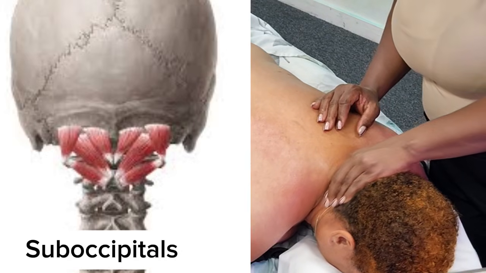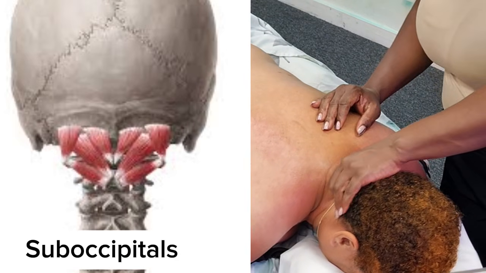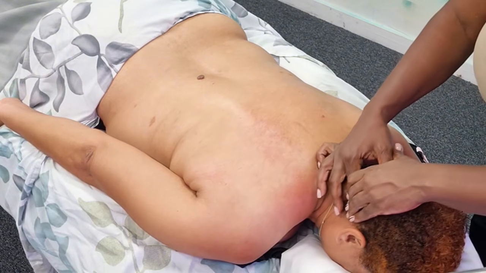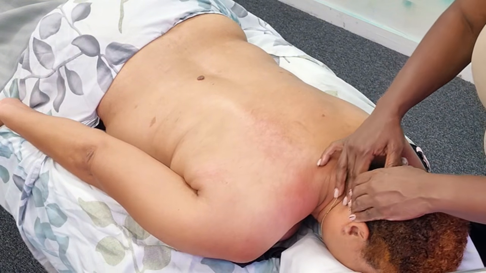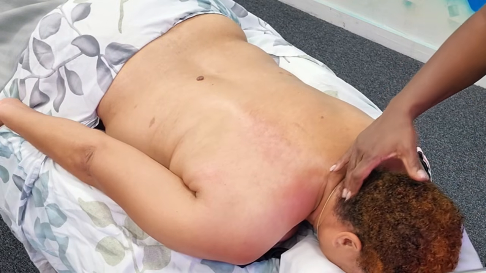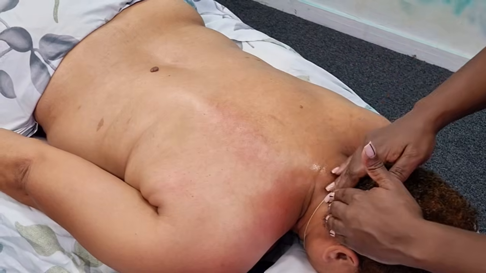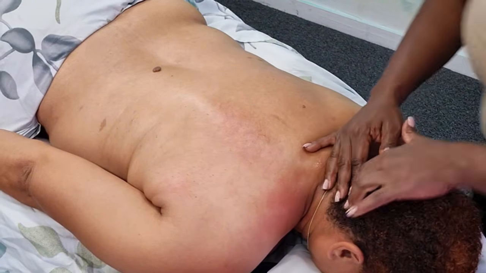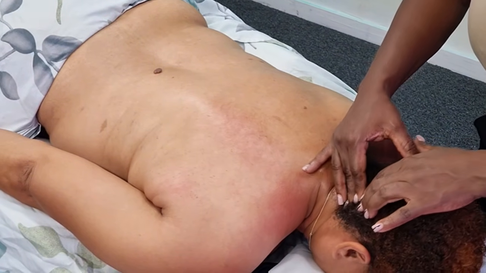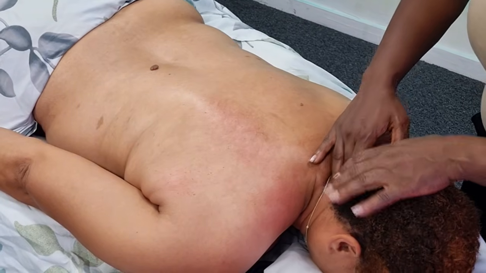Next, we can move to the suboccipital muscles, which are at the base of the skull. These small yet powerful muscles are often tight in clients with forward head posture or restricted cervical movement. Use gentle compression or circular fiber movements, and this can help reduce the tension and improve range of motion.